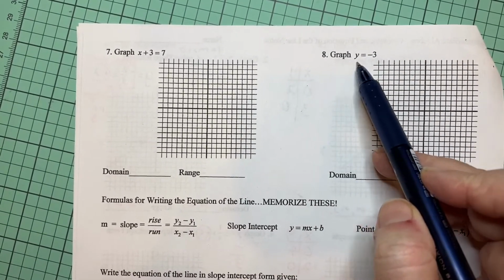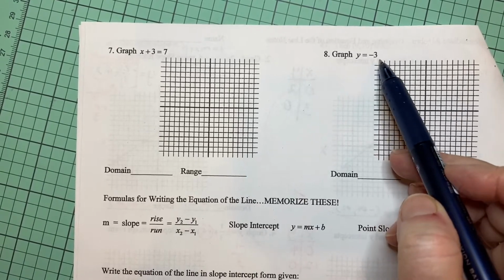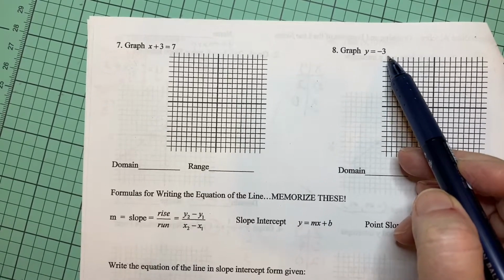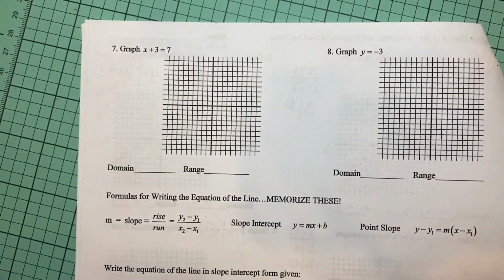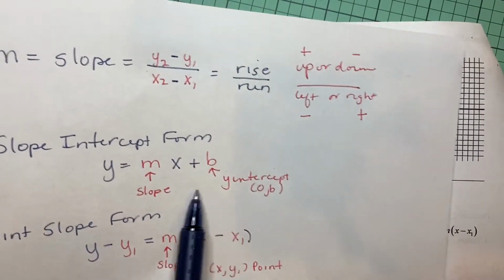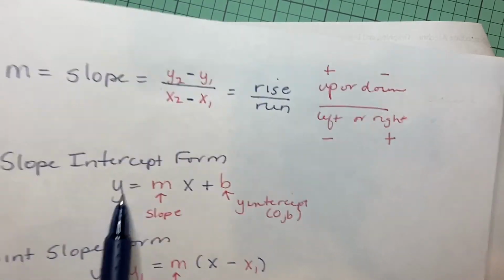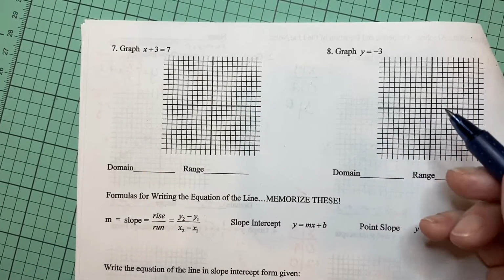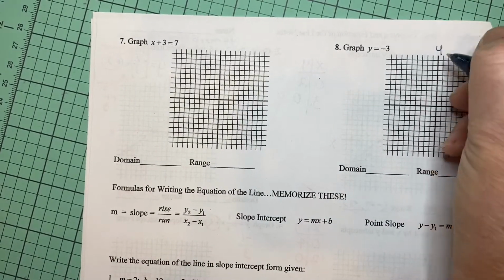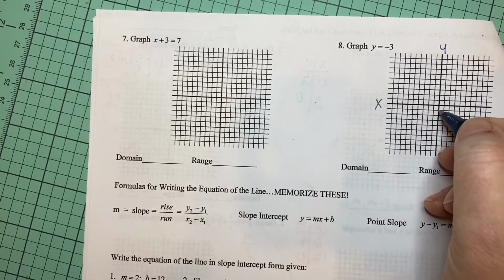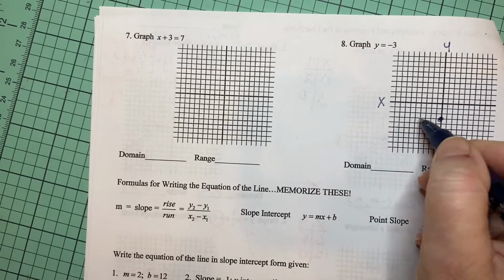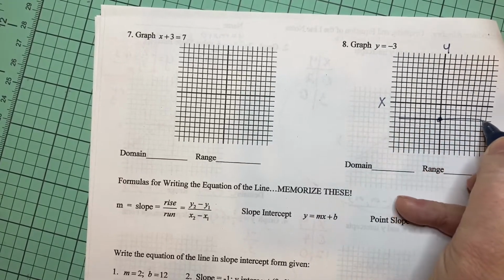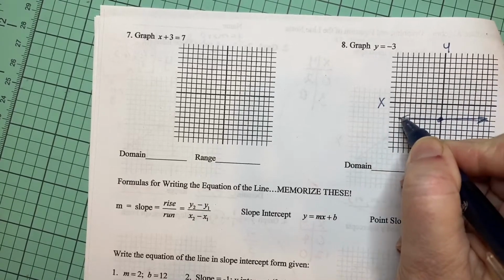So do you see that it says graph y equals -3? You can't do an XY chart because there's not an x and y. You can't put it in slope-intercept form because there's no slope. And so what that's telling you is that you're going to go to -3 on the y-axis. Now you do have to remember this is y and this is x. So I'm going to go to -3 on the y-axis and draw a perpendicular line to that y-axis.